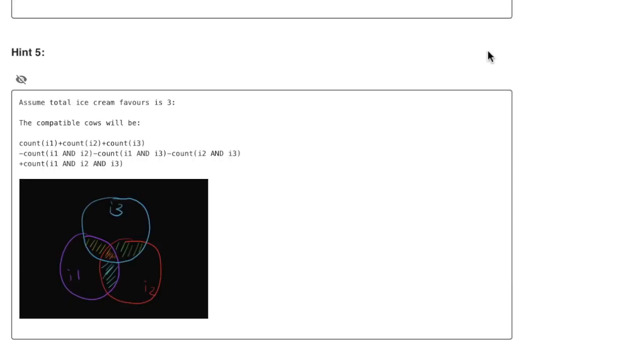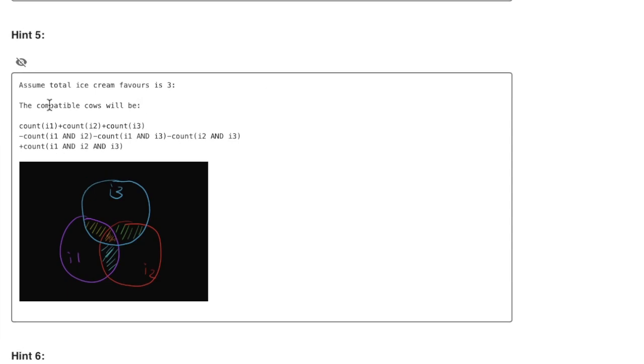So let's take a step further and consider what if the total ice cream flavor count is 3 instead of 2. In that case, compatible cows for cow I will be cow I1 plus cow I2 plus cow I3, which is basically these 3 circles, and then minus cow I1 I2, cow I1 I3, cow I2 I3. Basically, you can imagine it is something like 3 choose 2, because we have I1, I2, I3, and we want to choose any combination of size 2. So in the graph, this that I'm circling, and also this, and also this. That will be the second layer, because as we mentioned before, this is the thing that we overcount, and then we have to subtract that.